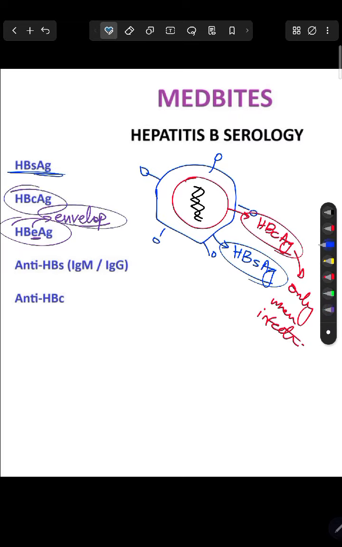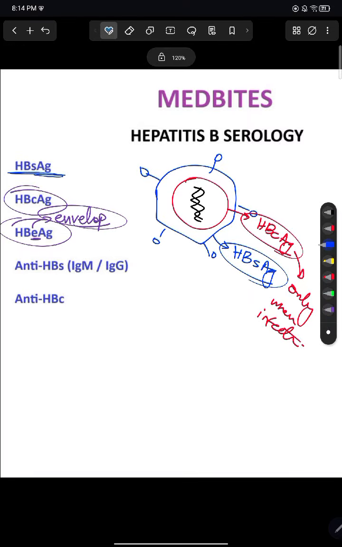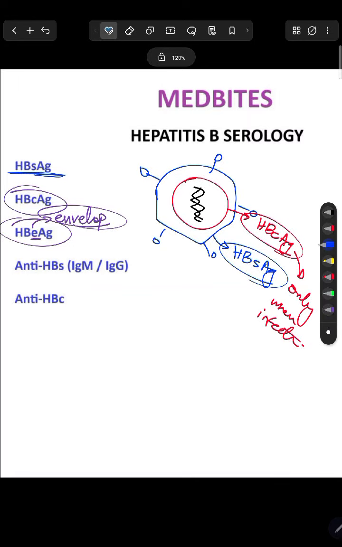Now, when your immune system kicks in, depending on whether you got a vaccine or whether you have an active infection, you get different antibodies. Now, the first thing you got to know is that when we have antibodies against hepatitis B surface antigens, it can either be IgM or IgG. IgM means there's an acute infection, IgG means there's a chronic infection.